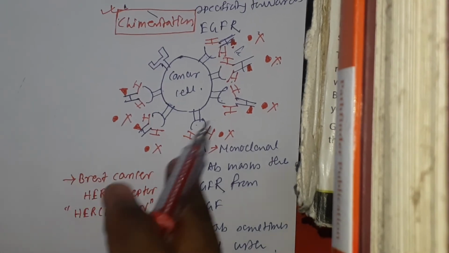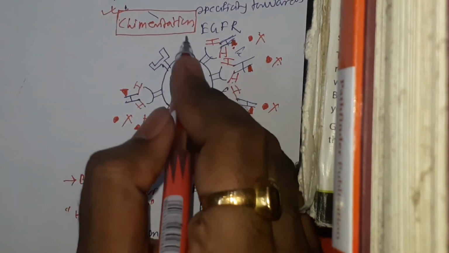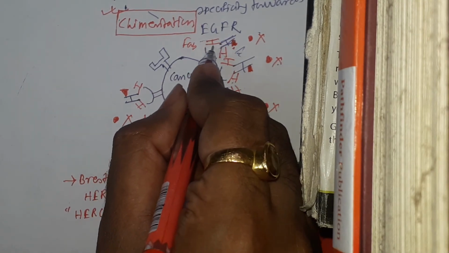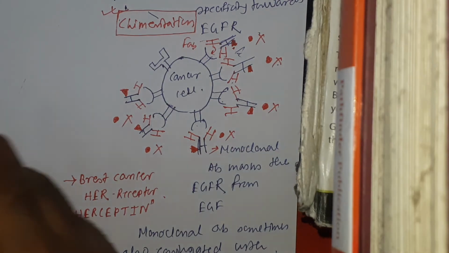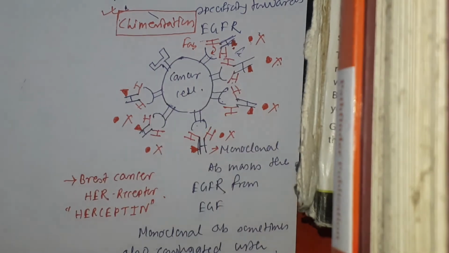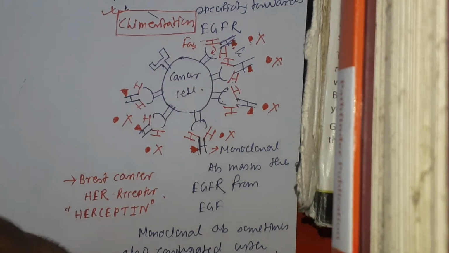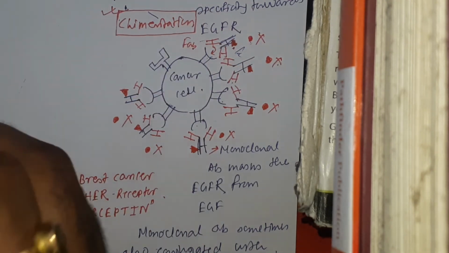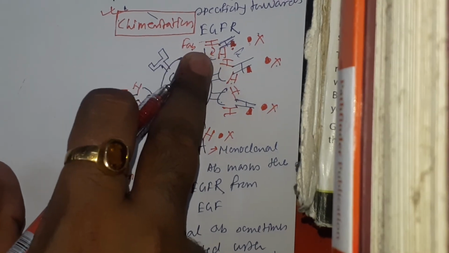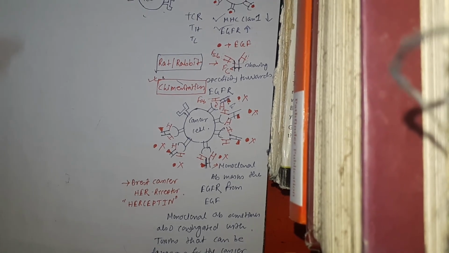So the overall process is, here is our cancer cell, we will produce a monoclonal antibody whose FAB region is coming from rat or rabbit, showing specificity towards the epithelial growth factor receptor, and marks our epithelial growth factor receptor from epithelial growth factor, and the FC region is from human, so that the patient's body will not in turn produce an immune response against this antibody. In that way, we can treat the cancer by using monoclonal antibodies, right?